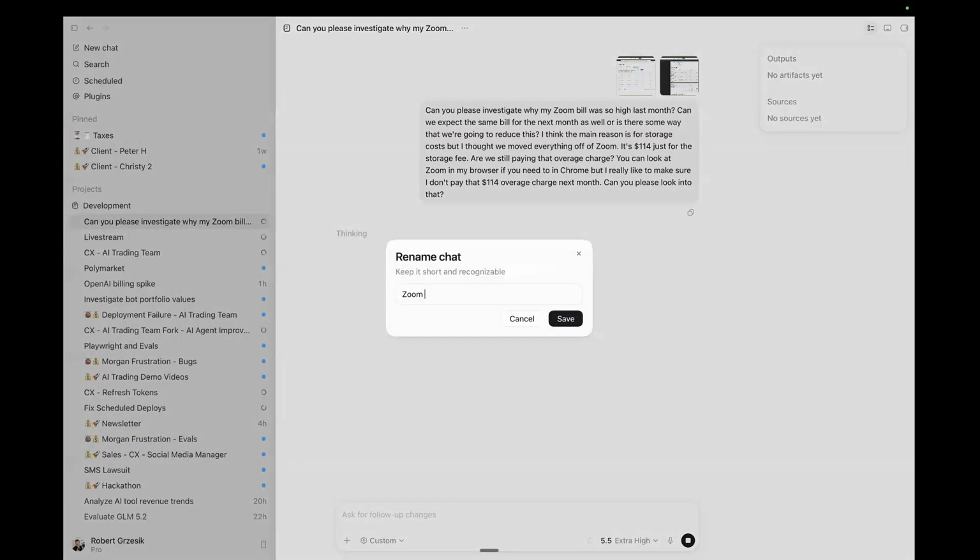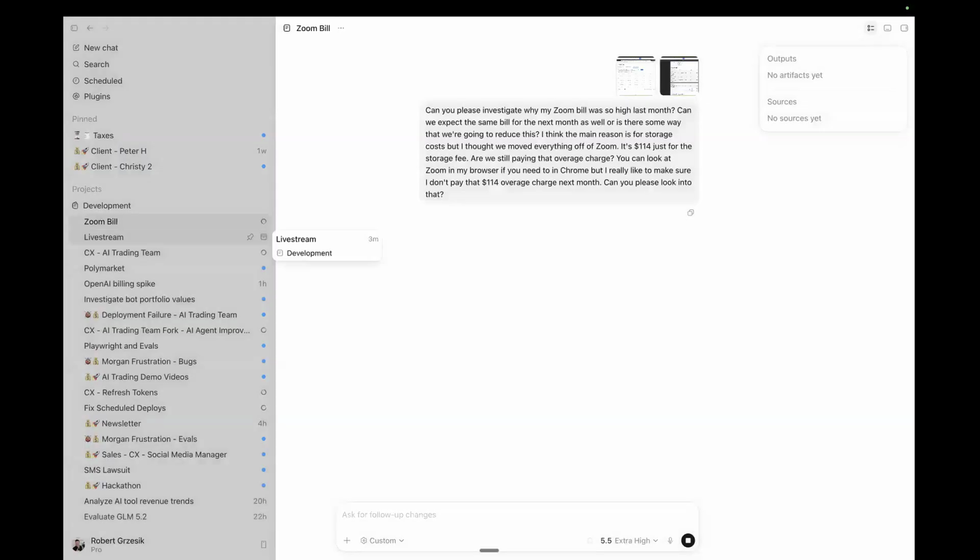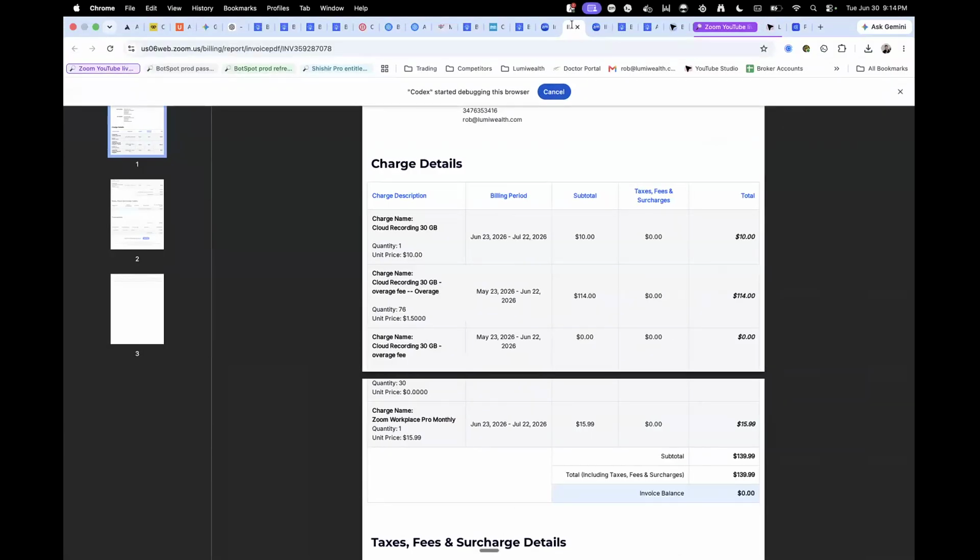There's a really easy way to reduce your bills. Just get Codex to look into this stuff. It's like, why is my Zoom bill $140 a month? You know, it's a little ridiculous.